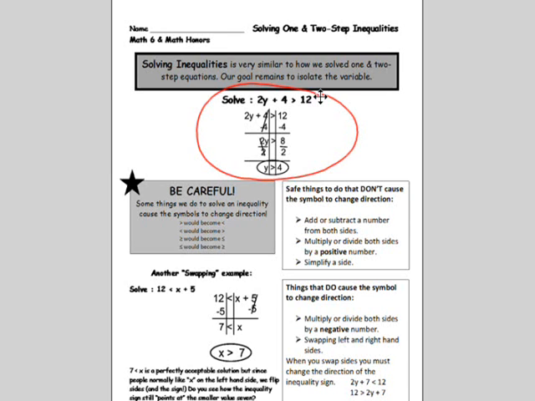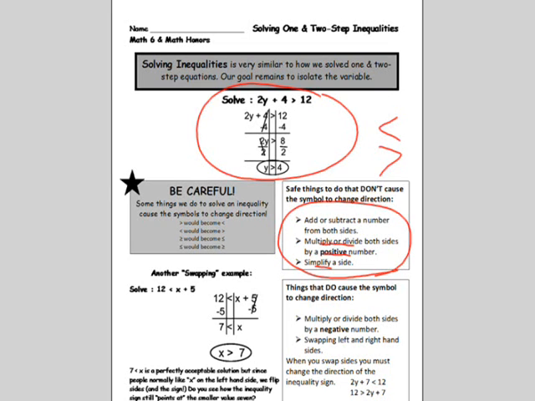You have to be careful, though. There are certain instances where the symbol will change direction. And let's talk about that. Now, if you look in this box, if you do these things, you're fine. The symbol will remain the same. You can add and subtract numbers from both sides of the inequality. You can multiply or divide both sides by a positive number. That's fine. It won't cause the inequality to change direction. You can even simplify items on one side of the inequality, and that's fine.